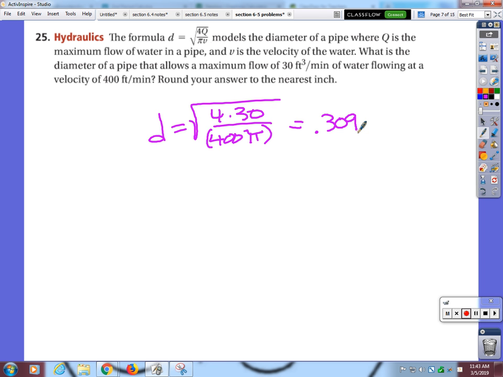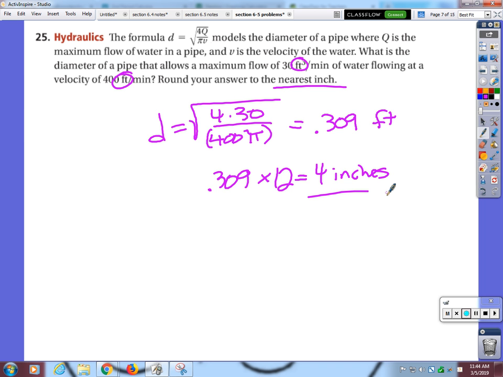0.309. What are my units? Feet, because these are given in feet. What do I want my answer to be in? Inches. How do I change feet into inches? You multiply by 12, and so that gives about a 4-inch pipe. Okay, it says to the nearest inch, so you know.